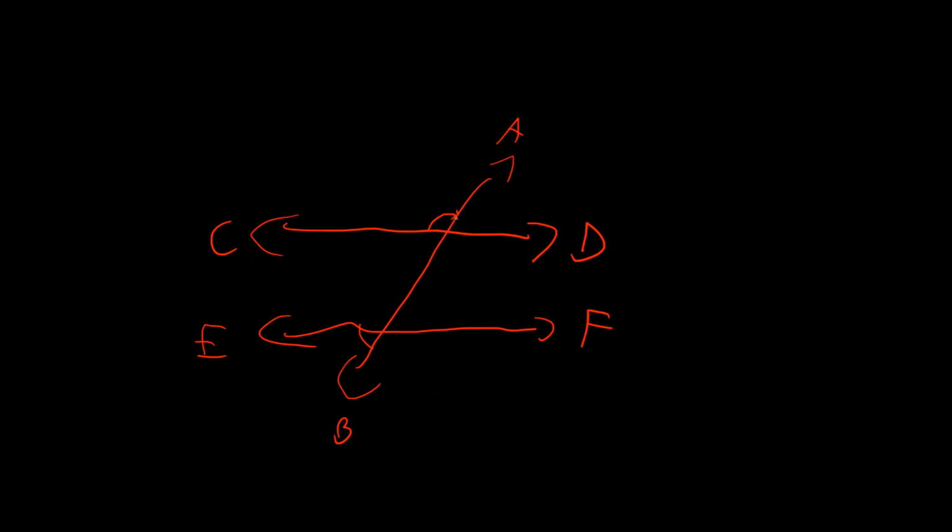There's another pair of consecutive exterior angles, and that is these two. These two angles are a pair of consecutive exterior angles because they are outside the parallel lines and on the same side of the transversal line.